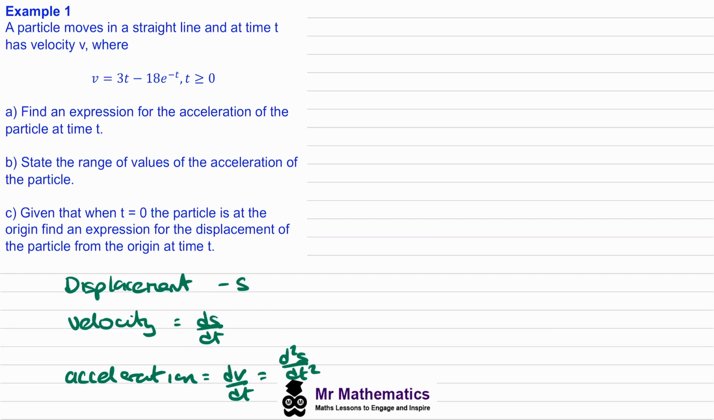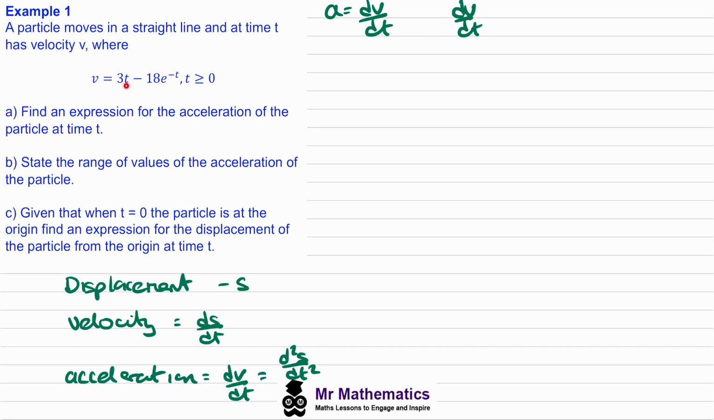Okay, so in example 1, we're told that a particle moves in a straight line and at time t has velocity v, where v is a function, and time is increasing from 0. For part A, we've been asked to find an expression of the acceleration for the particle at time t. So we're going to use this relationship here, where a is dv over dt. So we can work out dv by dt by differentiating this velocity function.